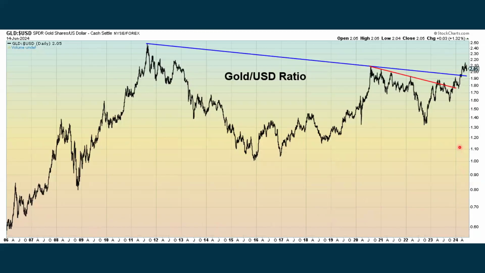We also look at gold versus the dollar, where it finally broke out above this red trend line and then a longer term blue trend line. And it's been just kind of chopping sideways recently.